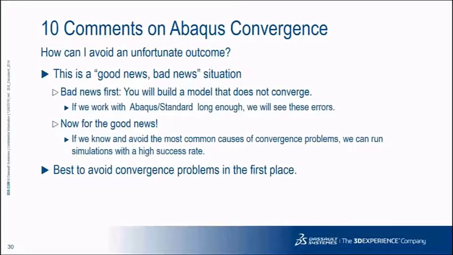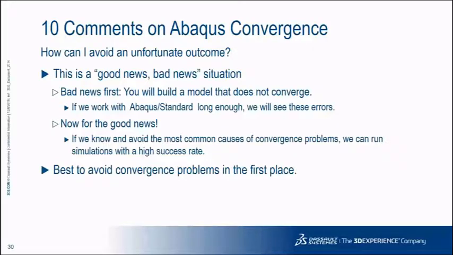So how can I avoid an unfortunate outcome? That is, how can I avoid non-convergence or the abnormal termination of the Newton-Raphson method in Abaqus Standard? Well, there's good news and there's bad news. Bad news is you can't avoid it completely. I've been building Abaqus Standard models for a long time, and when I built my disk through the ring simulation, I had convergence issues.